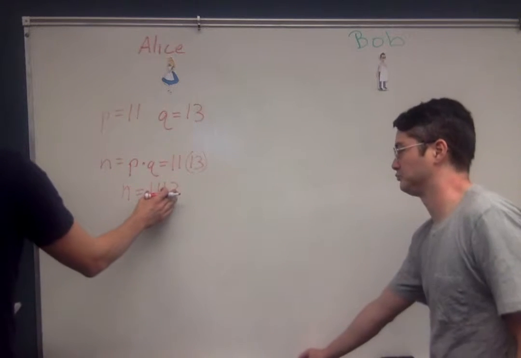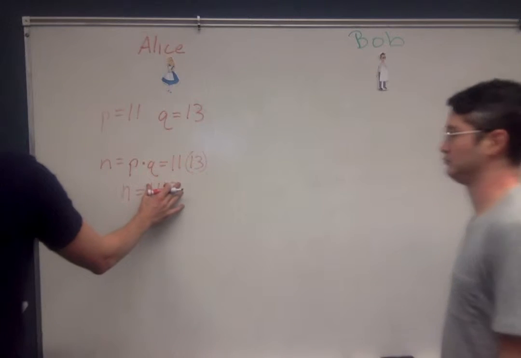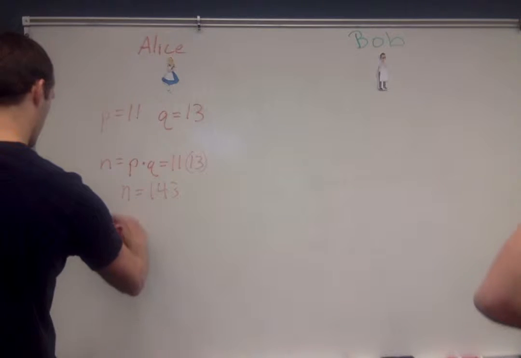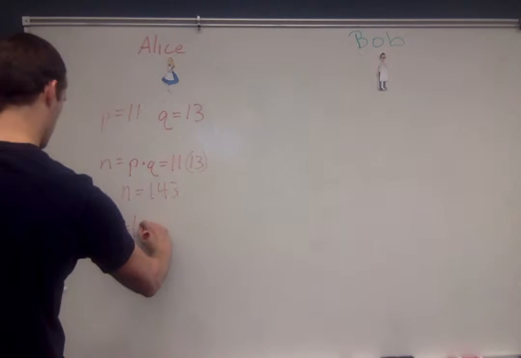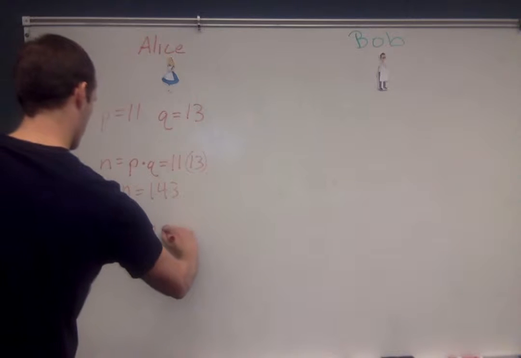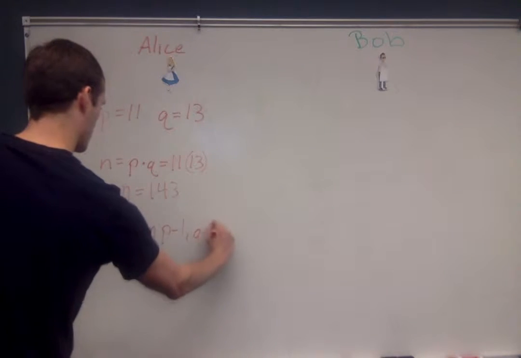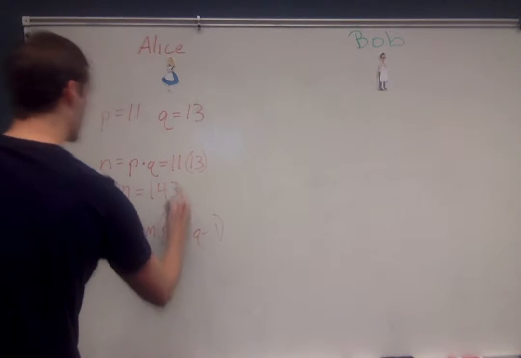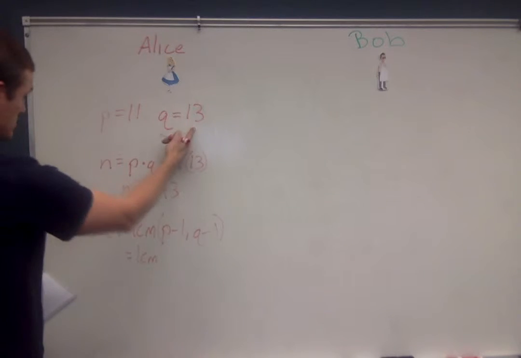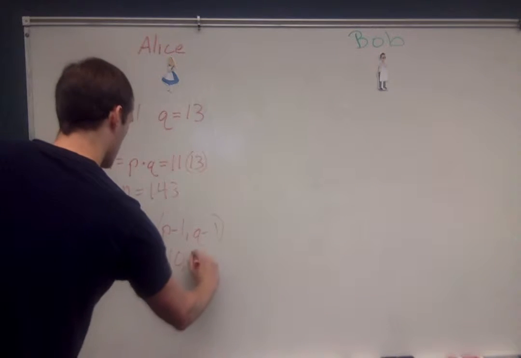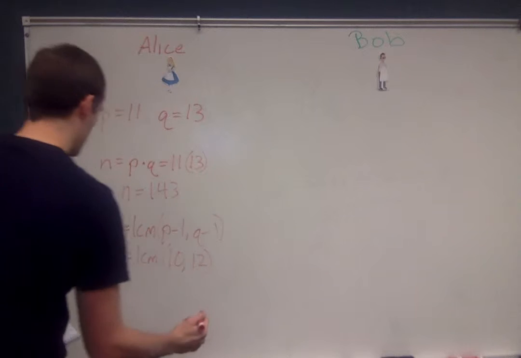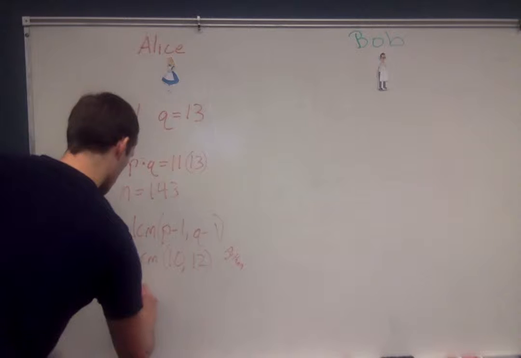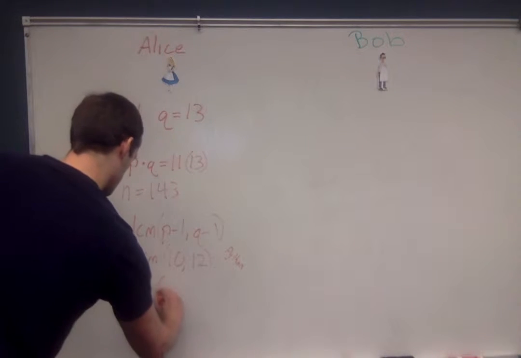Next, we're going to find the least common multiple of P minus 1 and Q minus 1 and label that lambda N. So lambda N is equal to the least common multiple of P minus 1 and Q minus 1. In this case, it's the least common multiple of 1 less than both of these numbers, so it's going to be 10 and 12. You can use Python for this, and that will give you 60.